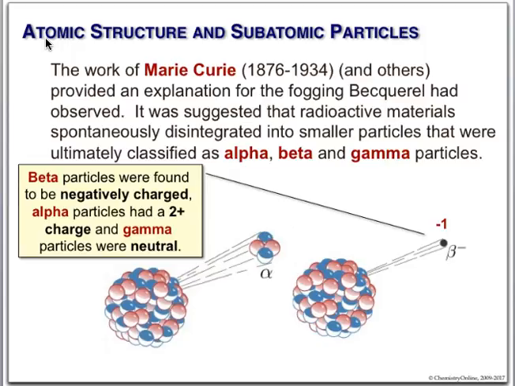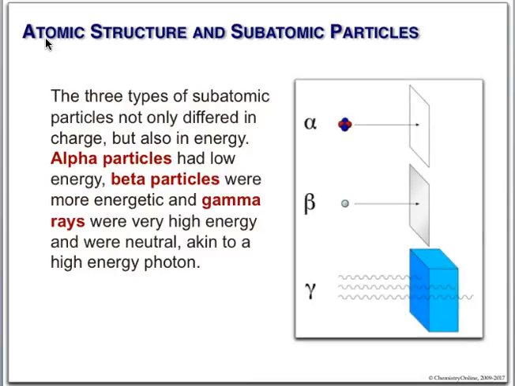The alpha particle, because it has 2 protons and 2 neutrons, has a +2 charge, and it has a mass of 4. Now, as you look at these subatomic particles, alpha, beta, and gamma differ not only in their mass and their charge, but in their energy. Alpha particles are heavy, mass of 4, and they're not very energetic. They are, however, extremely toxic.